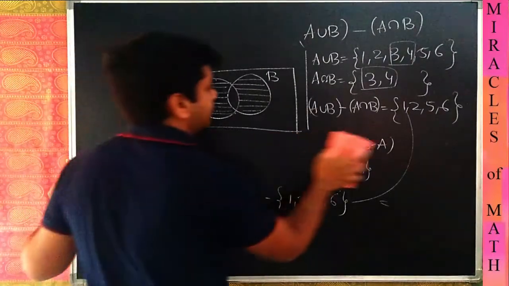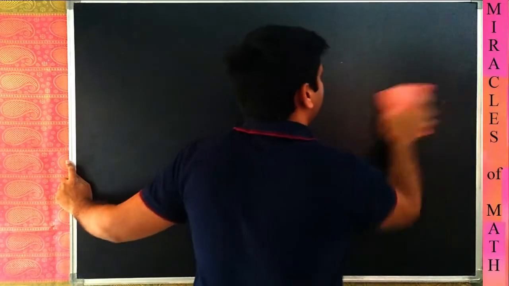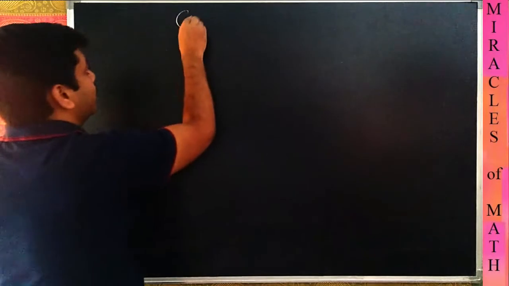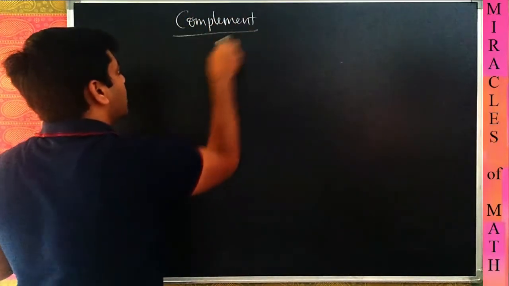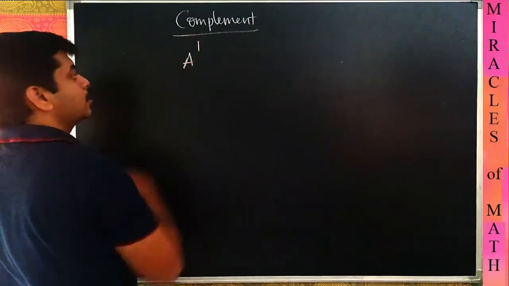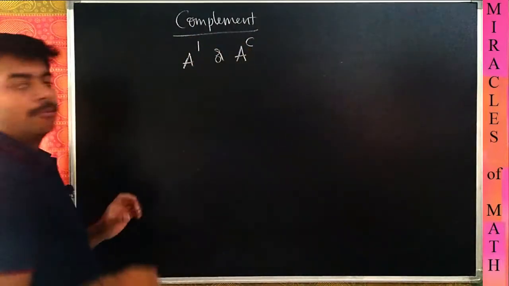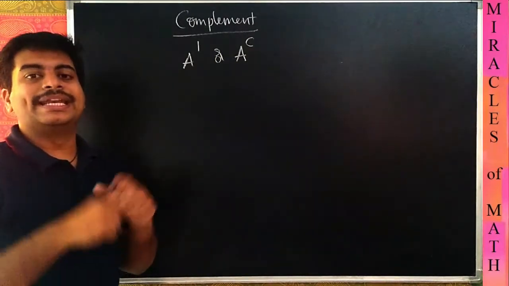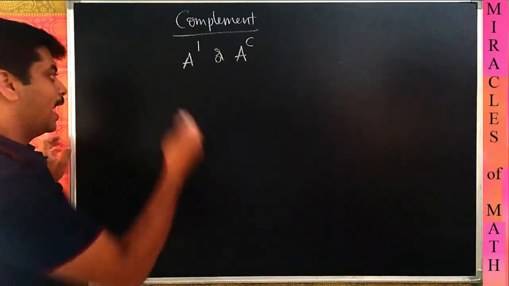What is complement of a set? Complement of a set, which is represented with A dash, that is A prime, or A power C, A complement, represents the negative of A, or not A. I will tell you.